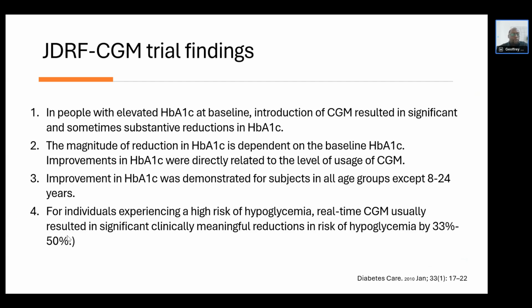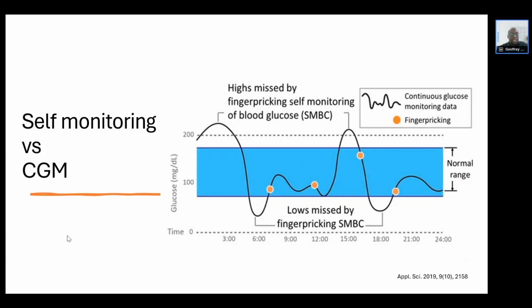And number 4, which again is very important when you think about acute complications in diabetes, there was a significant reduction in the episodes of hypoglycemia, up to even 50% reductions, which is extremely important for diabetics, especially type 1 diabetics.